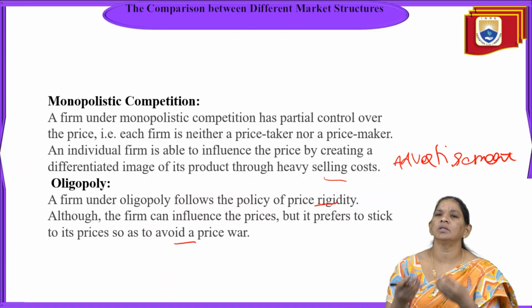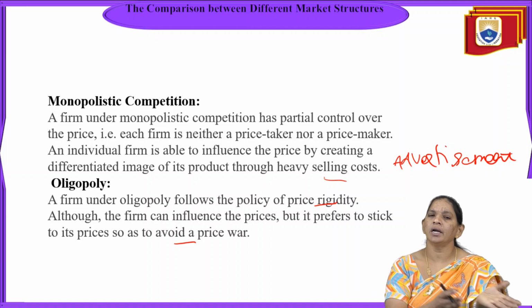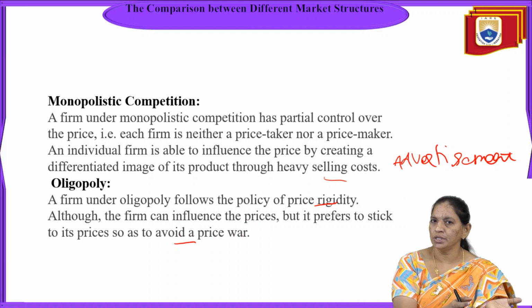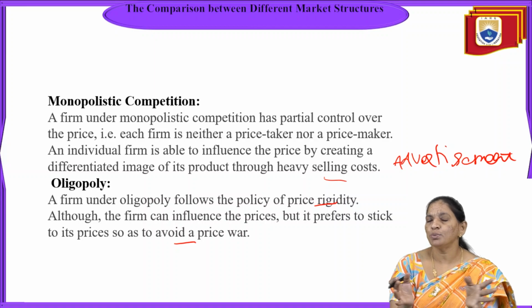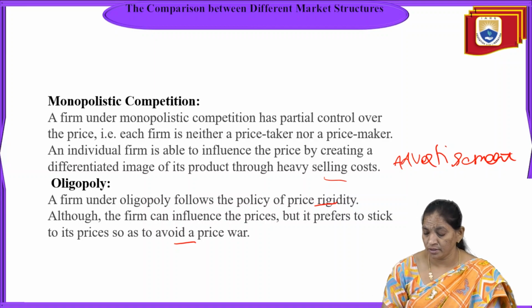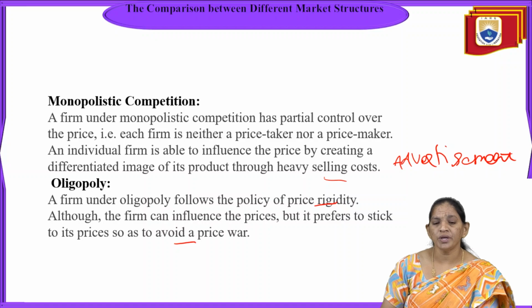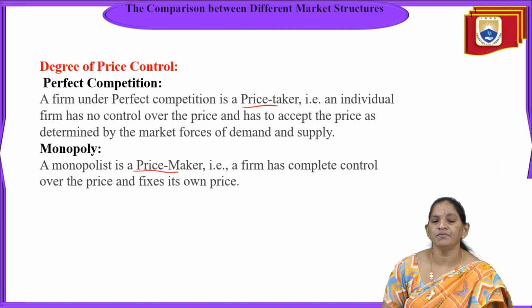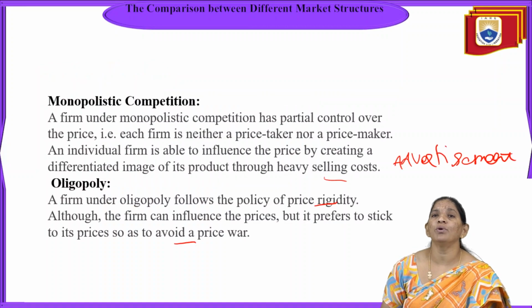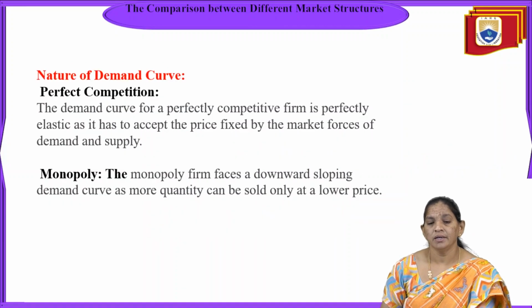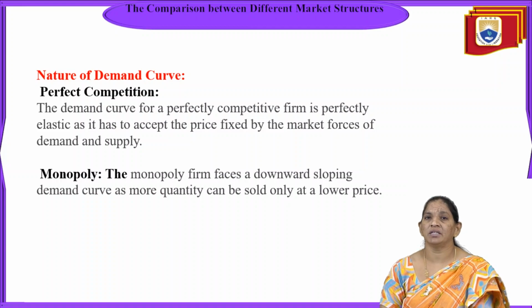Means they will stick to one another. Whatever price I decide, I'll go with, and the other people who are producing the product will go with their own price. So price wars will not take place in the oligopoly. So in this way, we can identify there is a difference in the degree of price control between these four competitive sectors. Next one is the nature of the demand curve.